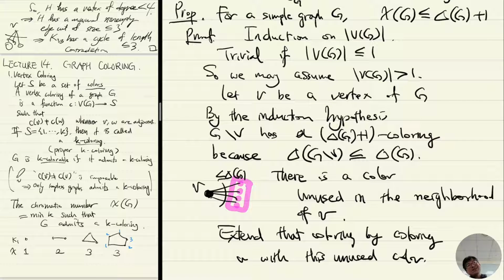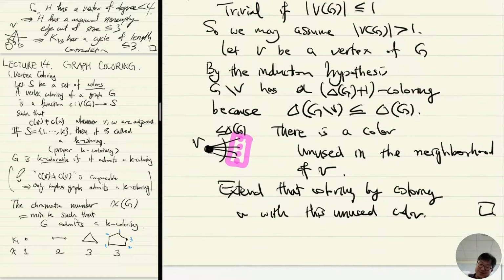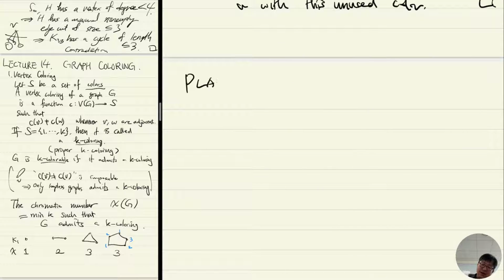And it turns out that this is more likely the situation. Many of the proofs about graph coloring depend on the degree, on a vertex of small degree. And this is similar to planar graphs. You may recall the four color theorem.